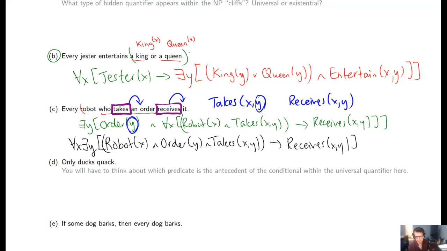So if you're a little lost, that's a really good place to start: just taking a step back and asking yourself, is this a verb that takes one thing or is it a verb that takes two things? And what is it taking?